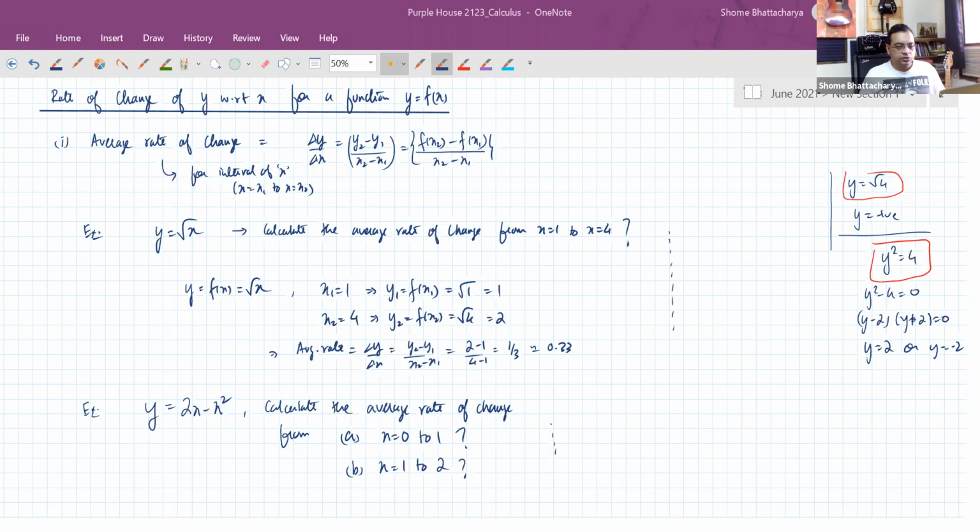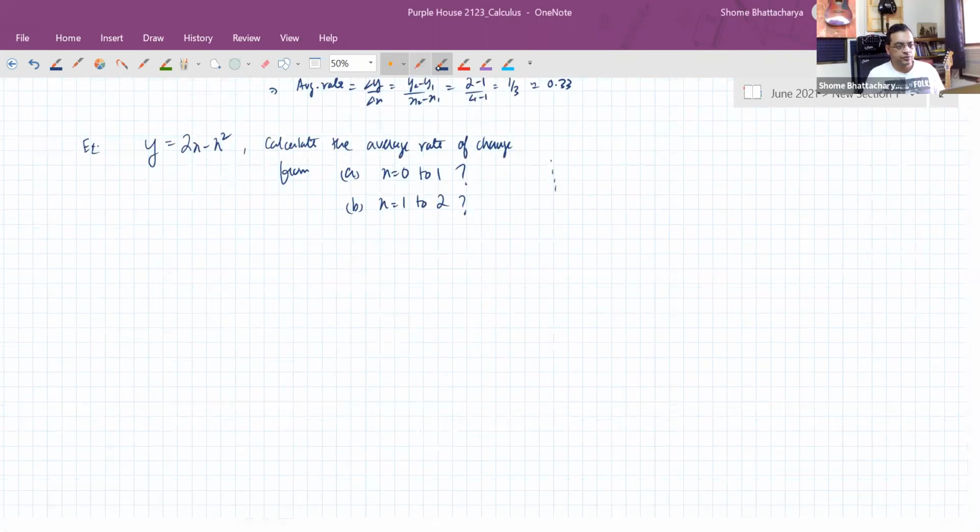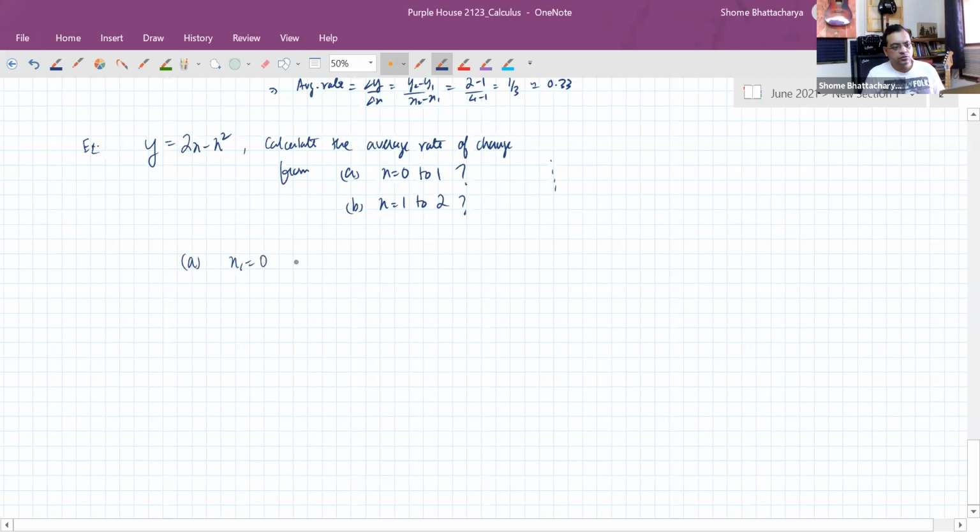Okay, so let's work out the solution of this. In part A we will take x1 as 0. So y1 becomes f of x1, where the function itself is 2x minus x square. So it is 2 into 0 minus 0 square, which is 0. x2 is 1. So y2, which is f of x2, becomes 2 into 1 minus 1 square, which is 1.